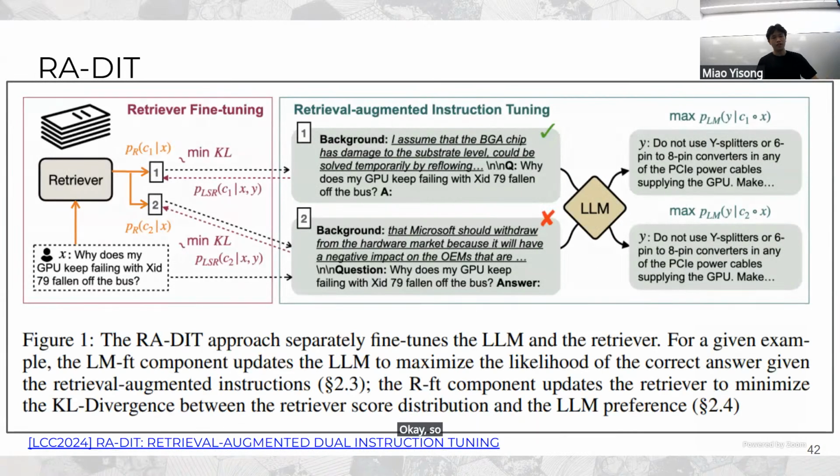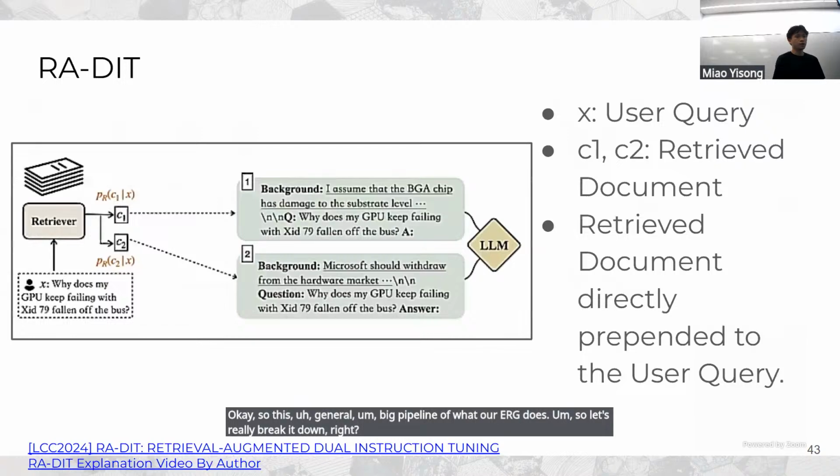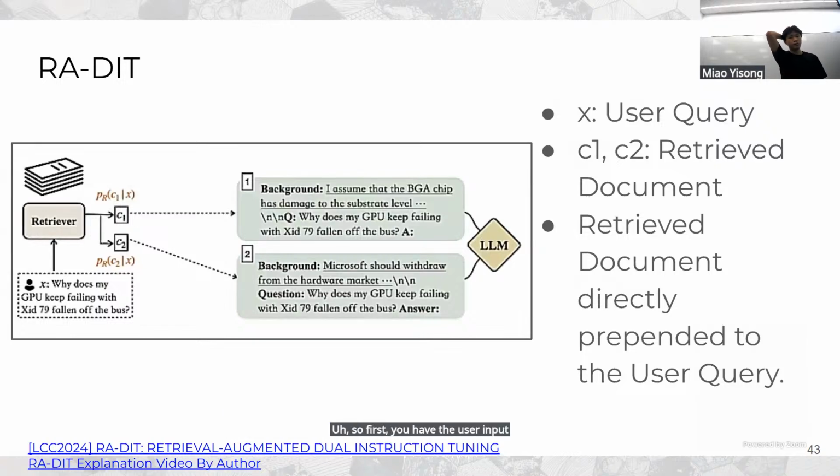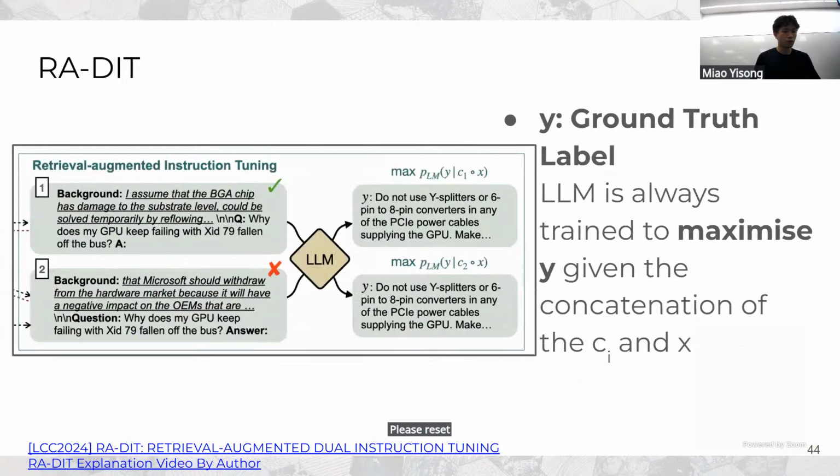Okay, so this is the general big pipeline of what RA-DIT does. So let's really break it down, right? First you have the user input, then you have the retrieved documents, C1 and C2. You prepend the documents in parallel to the query, which is done in 1 and 2 over here, and you feed them in separate queries to the LLM, right? So this is pretty standard so far.